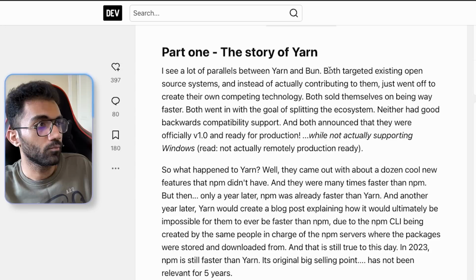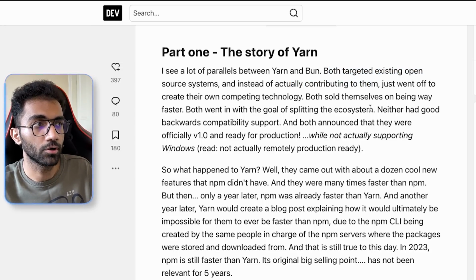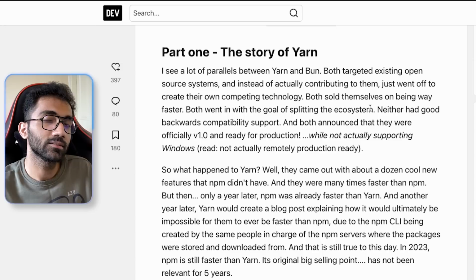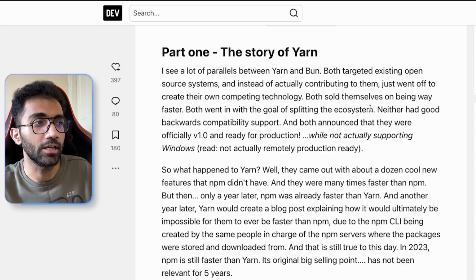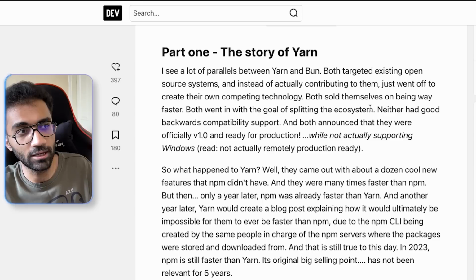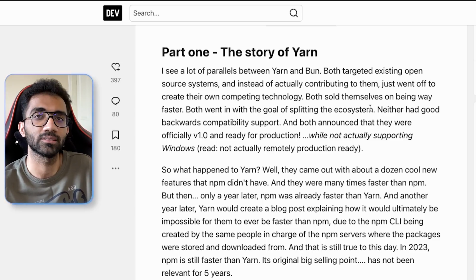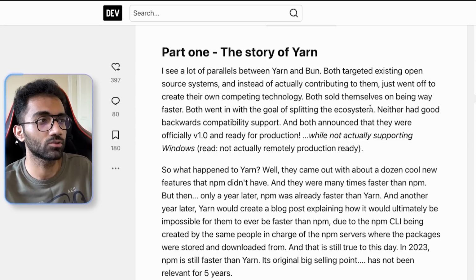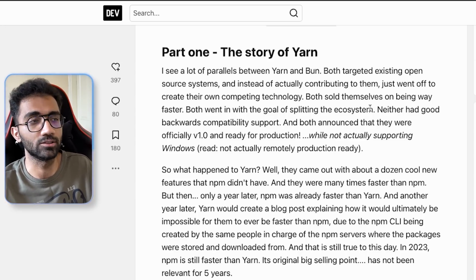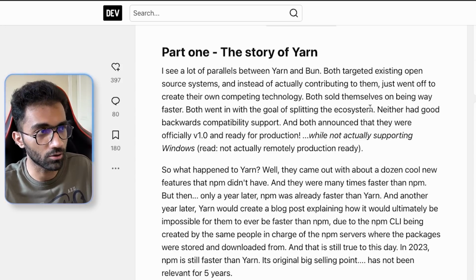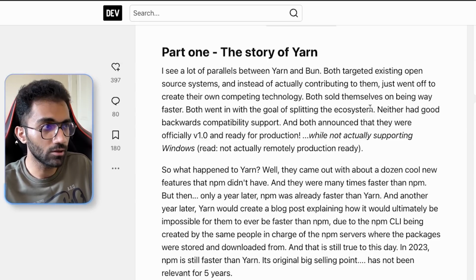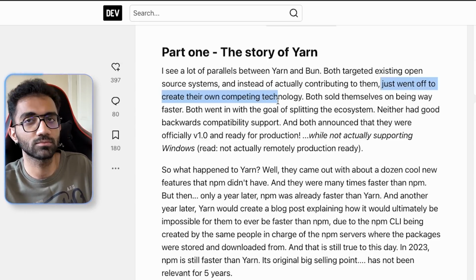Let's figure this out. Both targeting existing open source systems, instead of actually contributing to them. Well, that's true. This is also what I said years back when Deno came out, and Deno was actually created by the creator of Node.js, so it was more surprising than somebody who's extremely unknown, like Jarred, for example, who created Bun. He's not affiliated with Node.js, he's not a creator, or he's not a contributor. But in the case of Deno, that was a little weird to me.